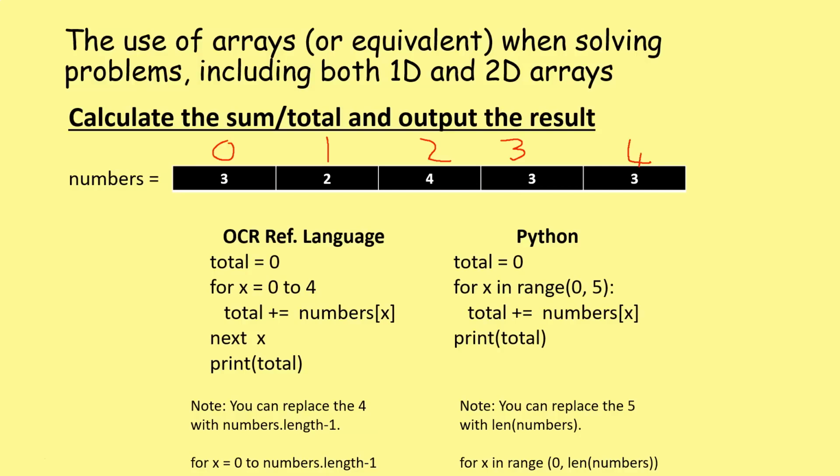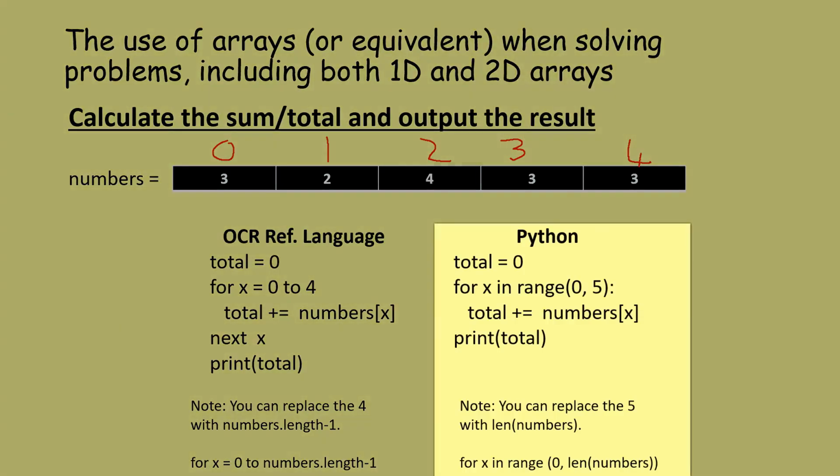Notice if you don't want to have to count up the total number of values there, you can replace the 4 with numbers.length minus 1. So I could say for x equals 0 to numbers.length minus 1. So the length of this is 5. There are 5 numbers stored. If I wanted to go from 0 to 4, I have to subtract 1.